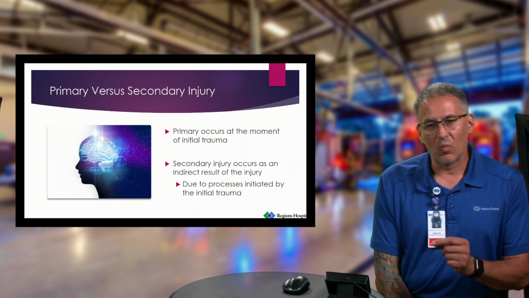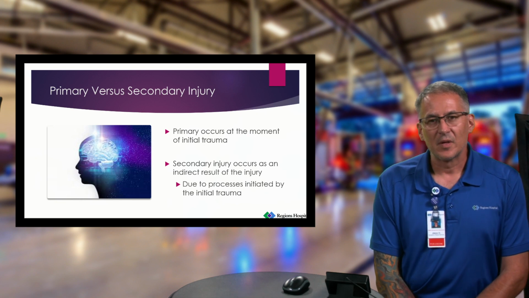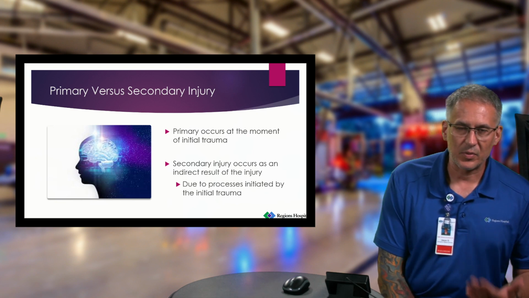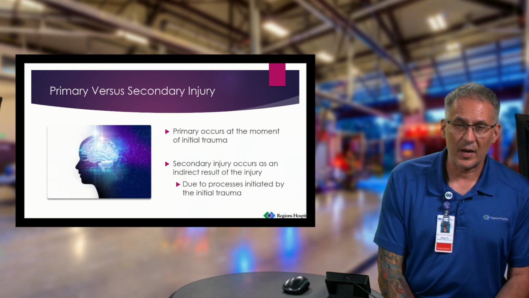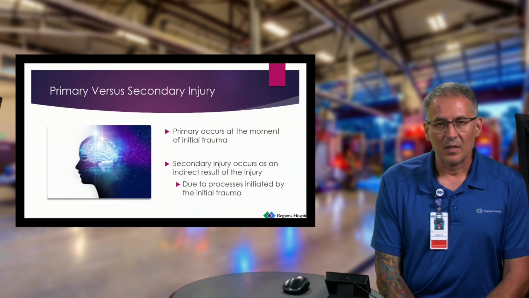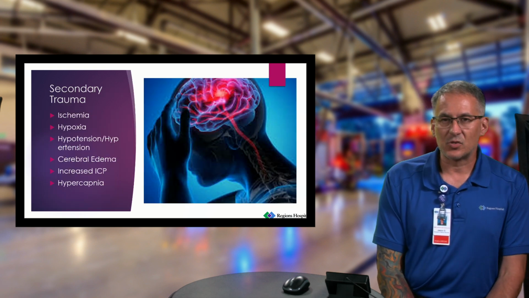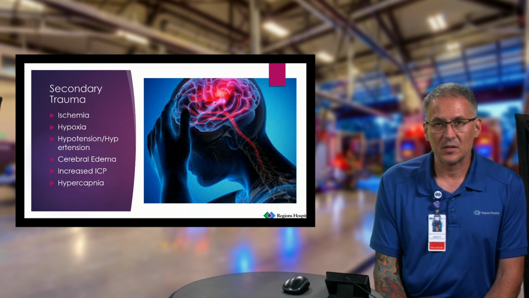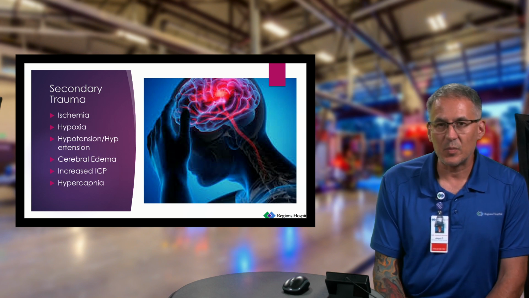So with secondary injury, this is where we can be impactful. This is going to be correcting a patient that's not breathing adequately, making sure they're oxygenated, making sure that their brain has adequate perfusion. That's how we're going to minimize secondary injury. Secondary injury is going to be predominantly because of hypoxia and hypoperfusion, causing ischemia of the brain tissue.